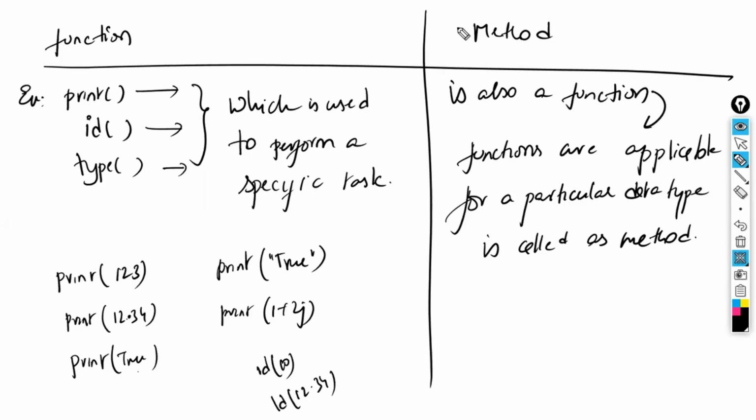That is the difference. A function which is applicable for a particular data type is called a method. It is also a function only. It will also do some specific task, but it is applicable only for that data type. It is not applicable for others. Then it is called a method.